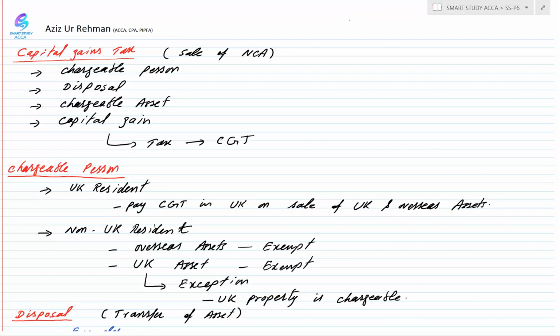Capital gain tax will arise when a chargeable person, we have covered this term chargeable person, makes a disposal. We have covered all of the relevant points of disposal of chargeable assets. So we have already covered what are exempt assets and what are chargeable assets. And there is a capital gain. So we have already covered what is capital gain and how we are going to calculate it and what is the treatment of capital loss. And we have already learned how to calculate tax.